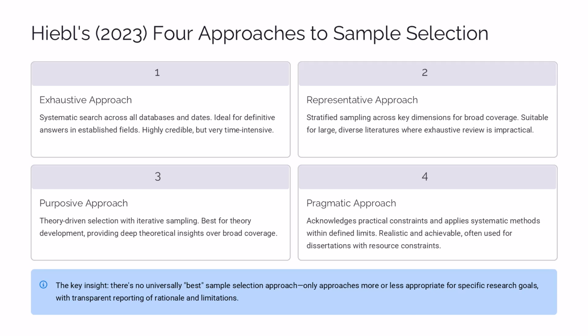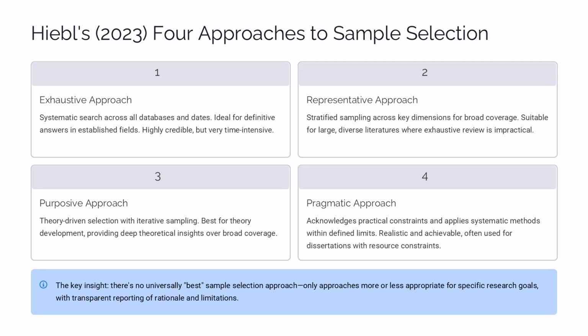The purposive approach employs theory-driven selection criteria with iterative sampling based on emerging insights. This approach is ideal for theory development or testing, when seeking deep understanding over broad coverage and when existing theories need refinement or extension. The advantages include deep theoretical insights and efficient use of resources, but potential disadvantages include selection bias and limited generalizability claims.